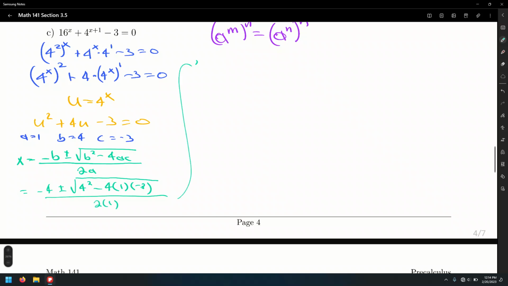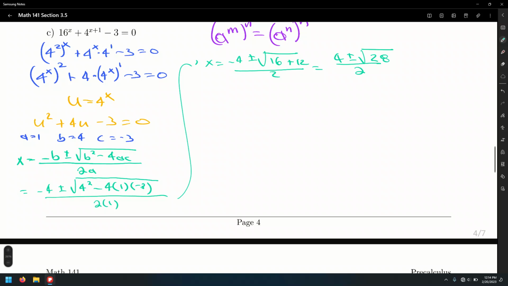I'm going to continue over here. So 4 squared is 16, and we get -4 plus or minus the square root of 16 plus 12, over 2. 16 plus 12 is 28. And yeah, this is going to give us some funky numbers. So we need to simplify this to lowest terms.